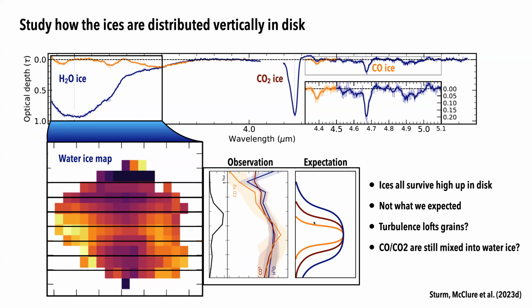And we expected that there would be differences between how much CO ice we had in the upper layer versus CO2 ice versus water ice. So this was sort of what we expected to see here on the right. And it doesn't match what we actually saw.